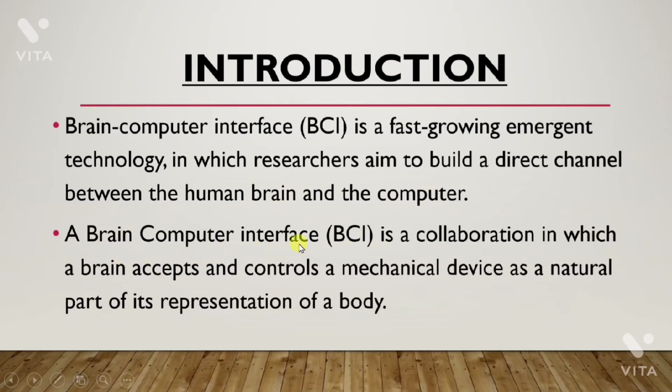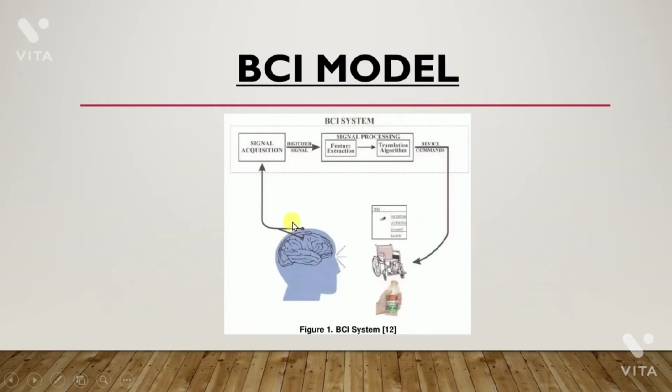A brain computer interface is a collaboration in which a brain accepts and controls the mechanical devices as a natural part of its representation of a body. So in this system what happens is the machine takes the signals from the brain and acts as the brain cells. So you can see this BCI model. Signals are taken from the brain and with the help of some algorithms they are decoded and sent as mechanical signals to the machine, and the machine acts on the mechanical signals. Here the machine is a wheelchair.